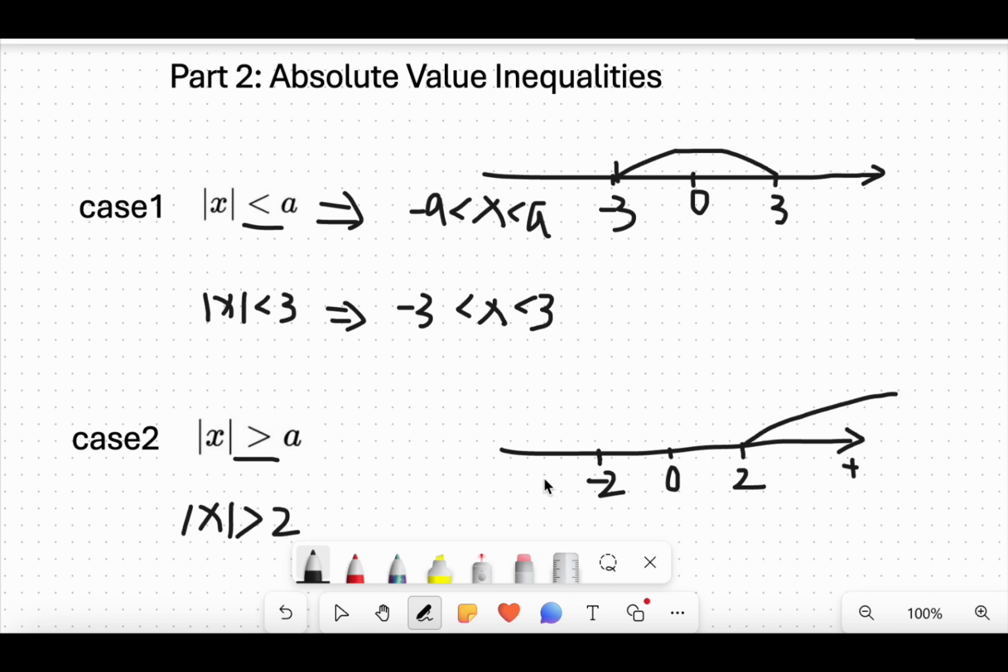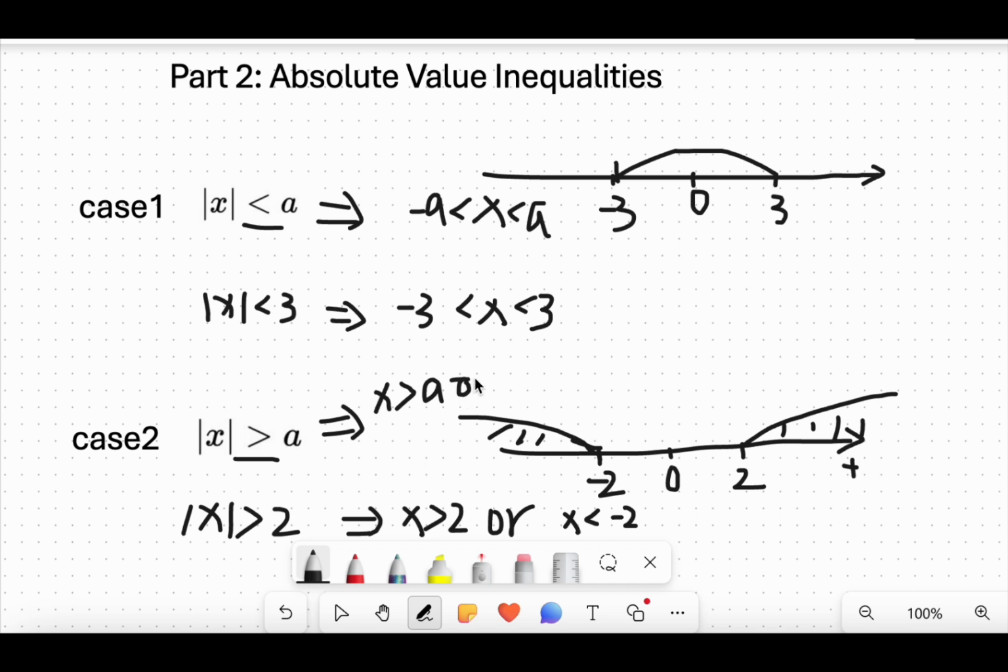And also the same in the negative direction: the distance between 0 and x is greater than 2, so here is this range. So we get the answer: x is greater than 2, this range, or x is less than minus 2, this range. So we get the key rule. Here a is 2, so x is greater than a, or x is less than minus a.